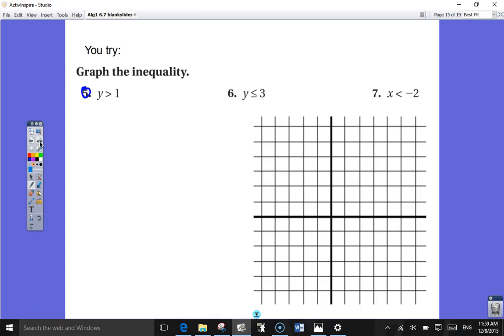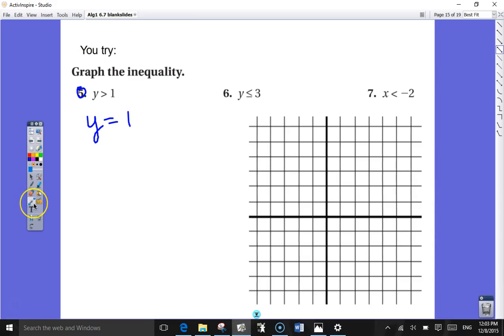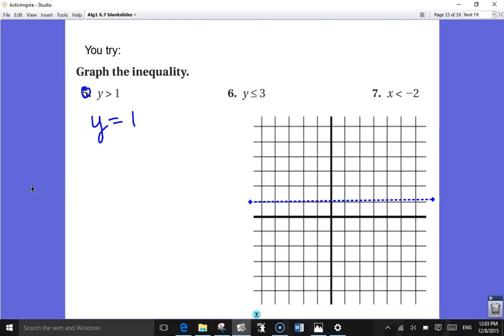All right, do number 5, y greater than 1. We have to graph the line y equals 1, which is a horizontal line. Should it be solid or dashed? It should be dashed because it's not "or equal to." And then which side would you shade if it's greater than that line? Above.